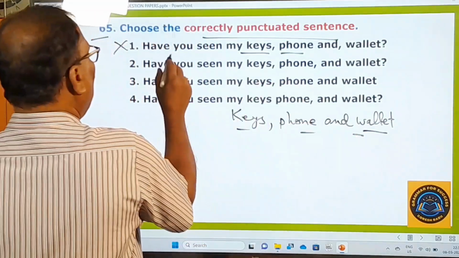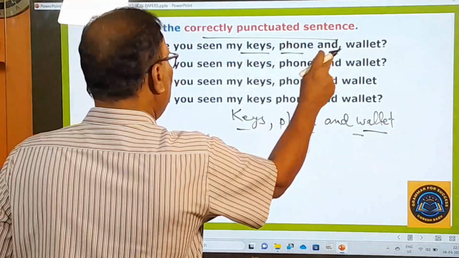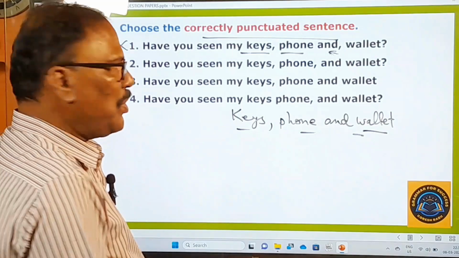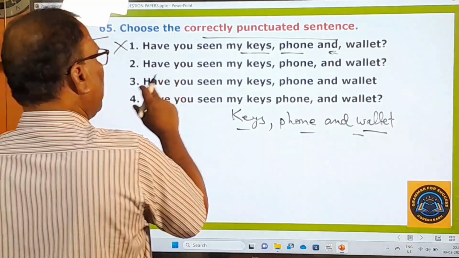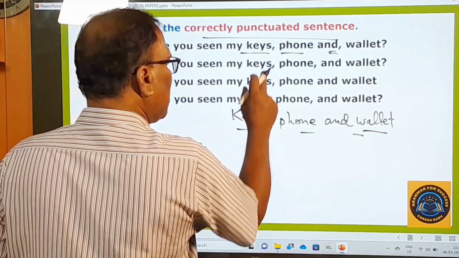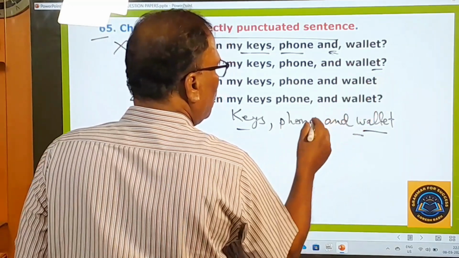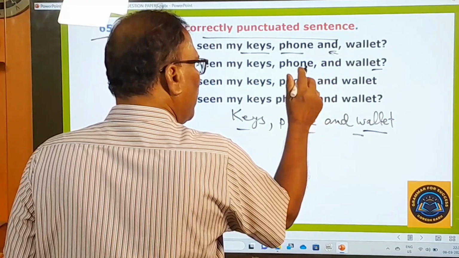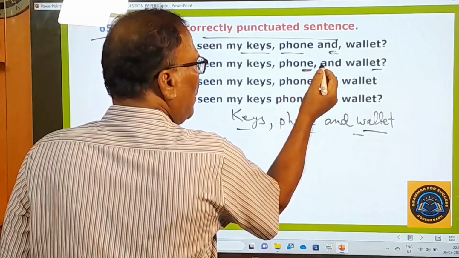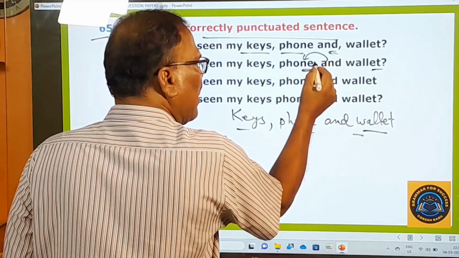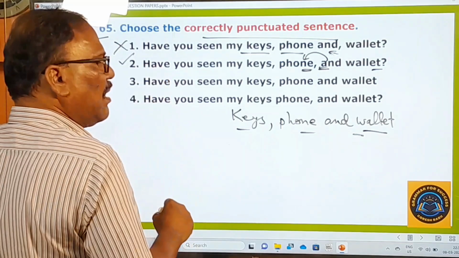And here, keys, comma is there, and after and, comma is there. That's why in this sentence, punctuation marks are wrongly used. So the first one is the wrong one. If you go to the second one, have you seen my keys, comma, phone, comma, and wallet, question mark. So this should not be the right one, but nowadays people are using a comma even before this and, and that's why let us say this is the right answer.